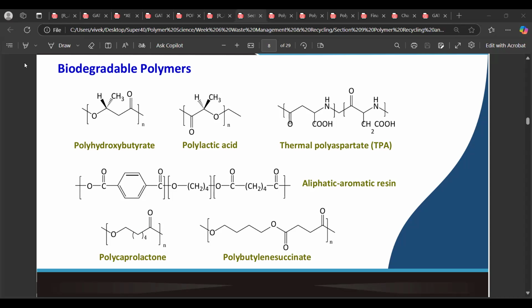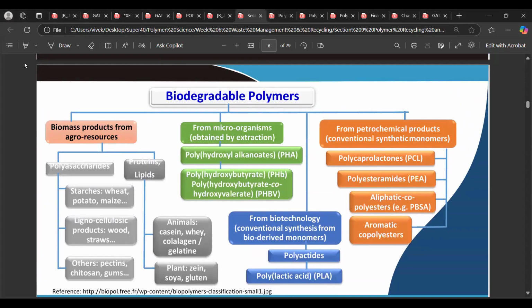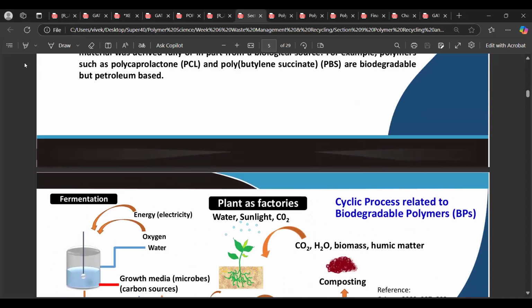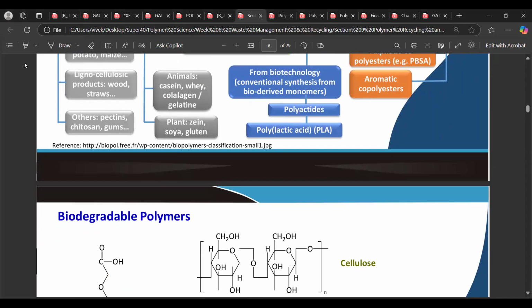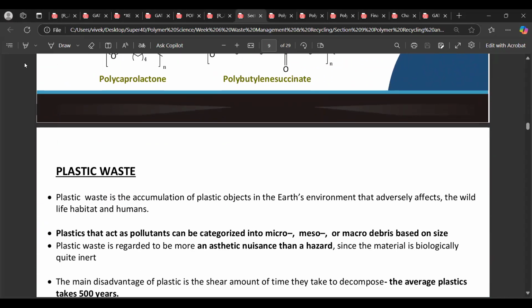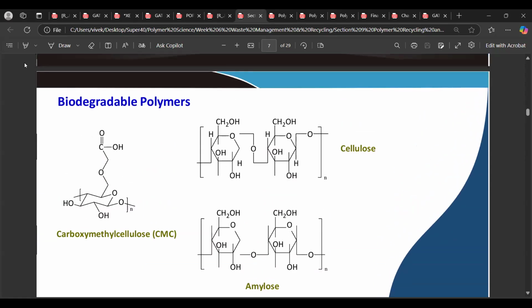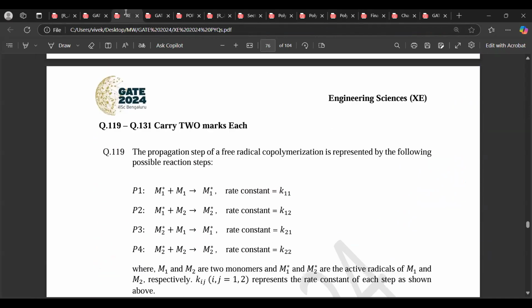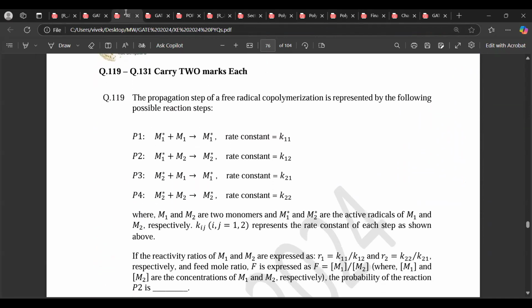But the polymers were chosen from the group of biodegradable polymers. There are biodegradable polymers, there are biopolymers, and natural polymers. I've given this classification in the notes as well. This is one set of notes. There are other notes that I've given to you all, but this is enough. Just remember all the biodegradable polymers, and that's it. The next question is very interesting and not very difficult.